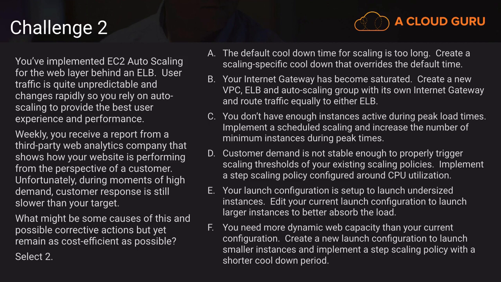So option C says, in essence, we should implement scheduled scaling. The problem is that our demand is unpredictable. So scheduled instances won't really help us out, and it could probably lead to some excess sometimes. So I'm going to put that one to the side too.